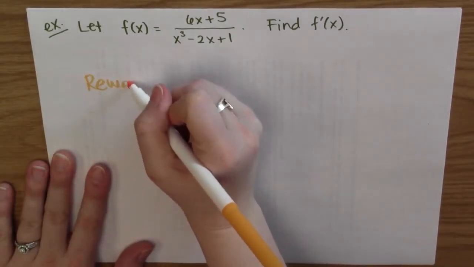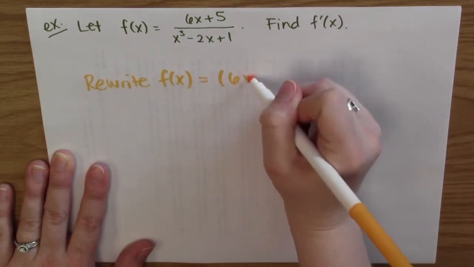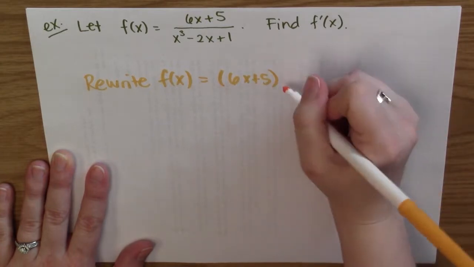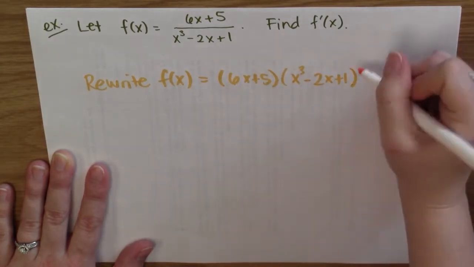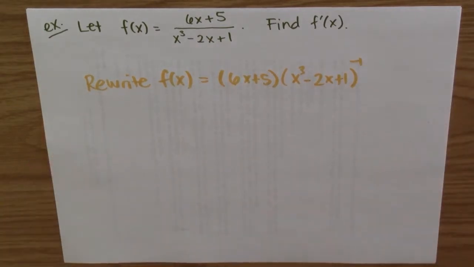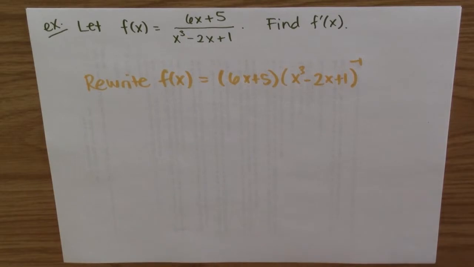So we rewrite f of x as 6x plus 5 times x cubed minus 2x plus 1. It's in the denominator, so I use the exponent -1. So now, instead of being a quotient, this thing is a product. Now I don't really have to worry about which order I take the derivative in, as long as I take the derivative of both, use the product rule, that sort of thing. Product rule is way easier to remember.